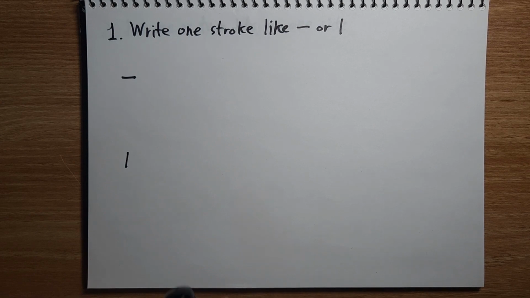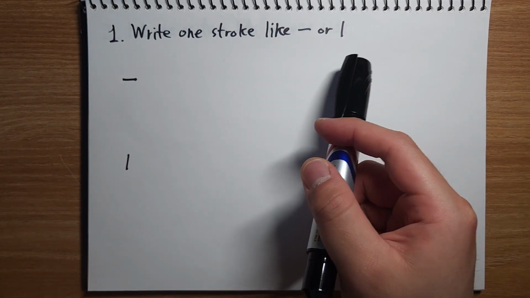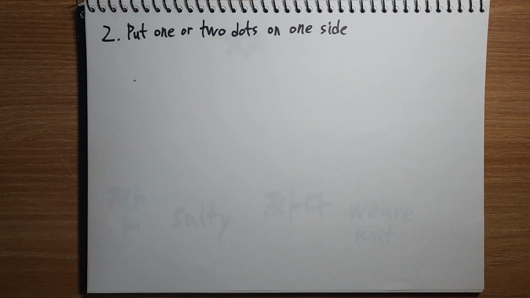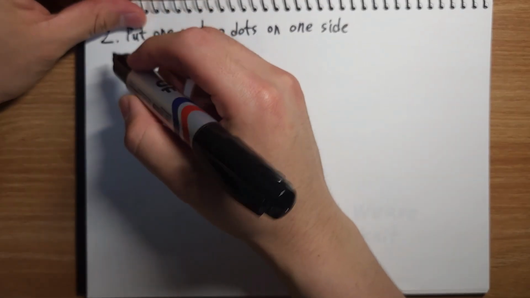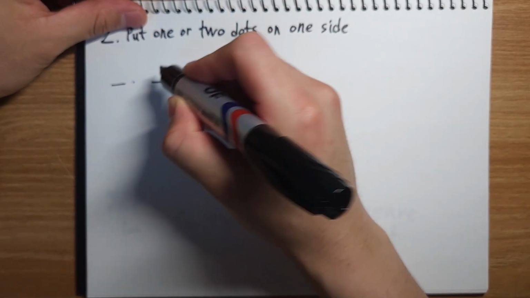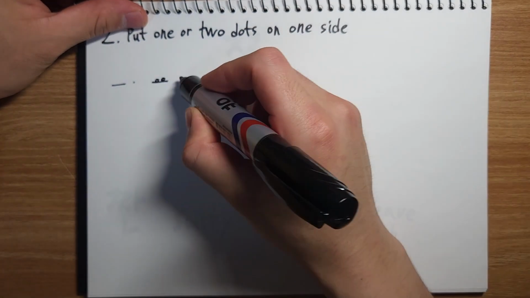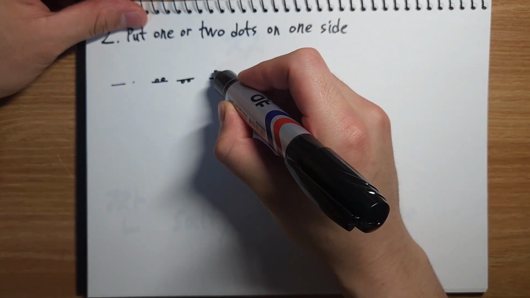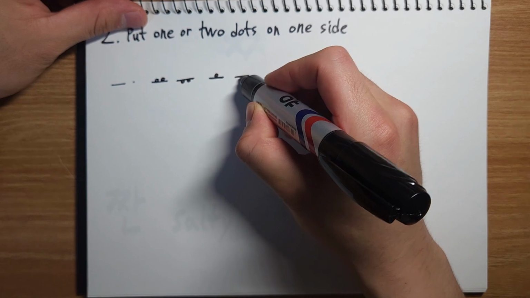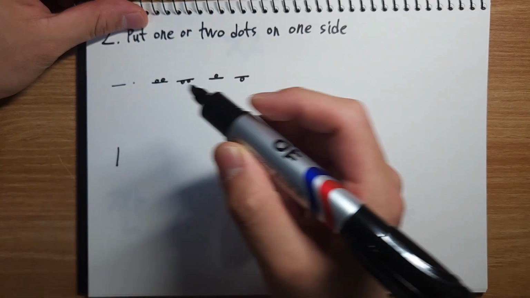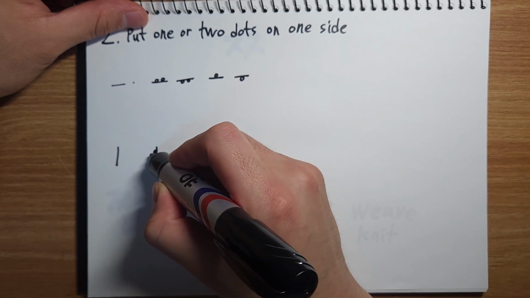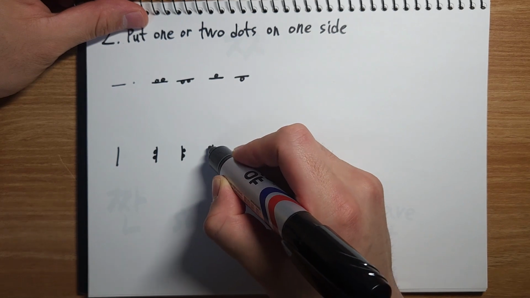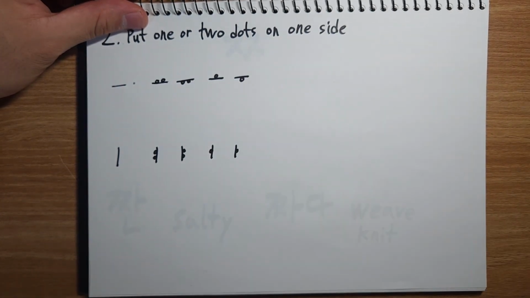For the first, you write down one stroke like U or E. Then you can put one or two dots on one side, like from U, like this, like this, like this, like this. And from E, like this, like this, like this, and like this.